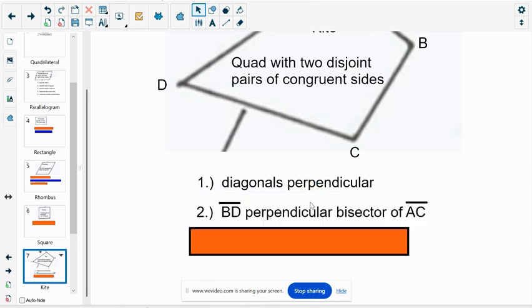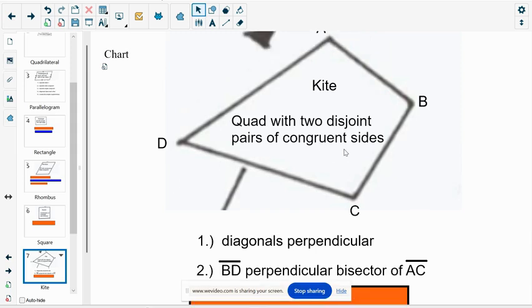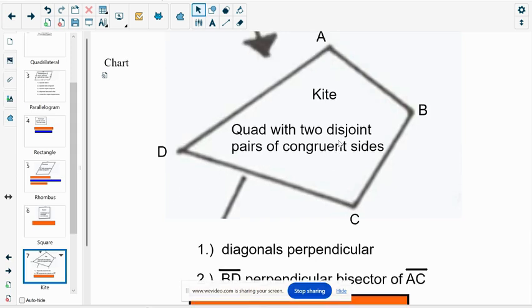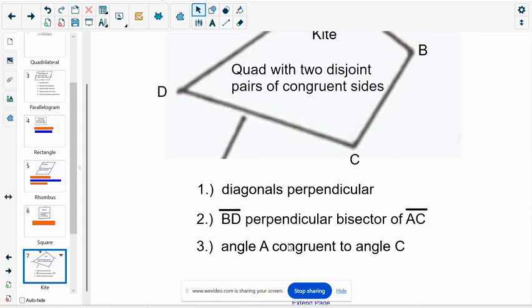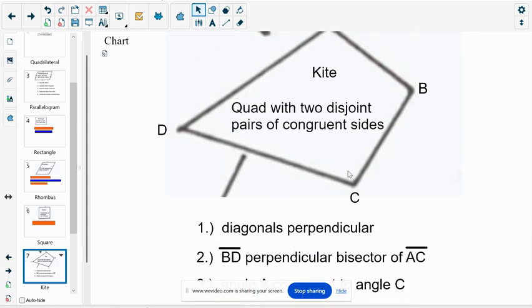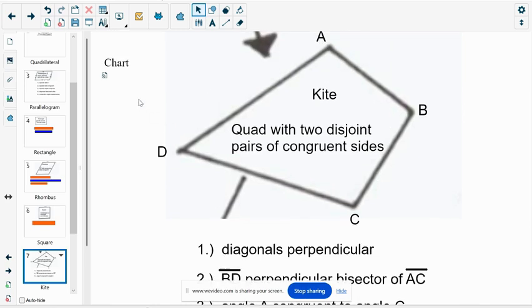All right, the second one is that BD is the perpendicular bisector of AC. And we prove that using the equidistant theorem: D is equidistant to A and C, and B is equidistant to A and C. So BD is the perpendicular bisector. Okay. And the last one is that angle A is congruent to angle C. You'll notice I do not say that D and B are congruent, because they are not, not always. They can be, but if that happens, then it's a different shape. And we'll talk about that.